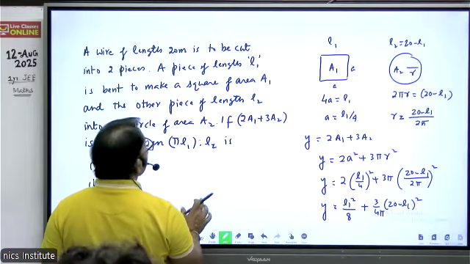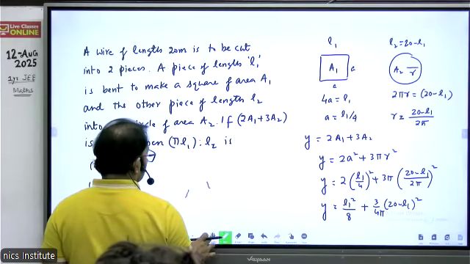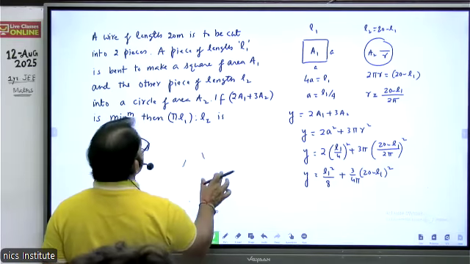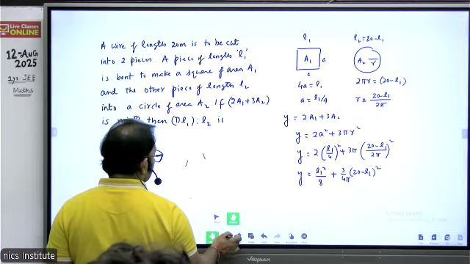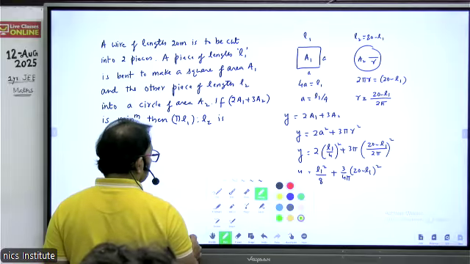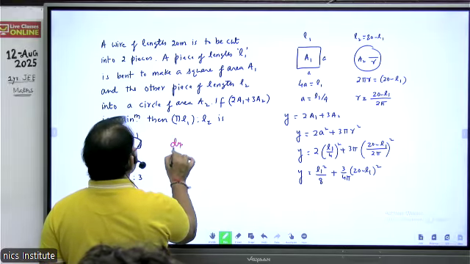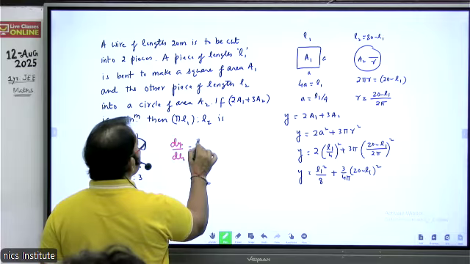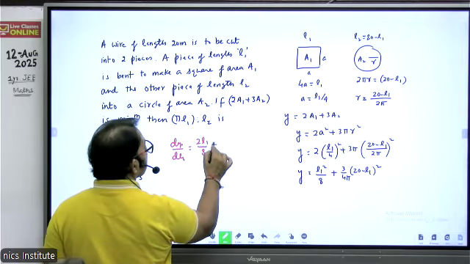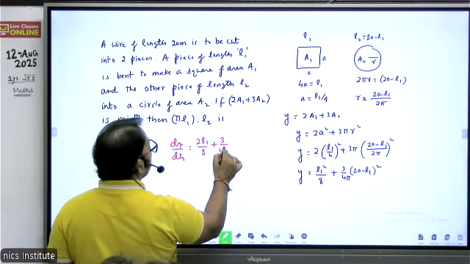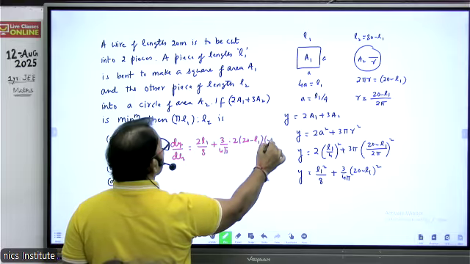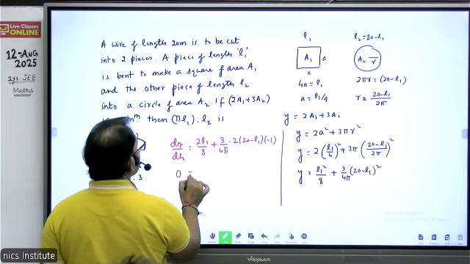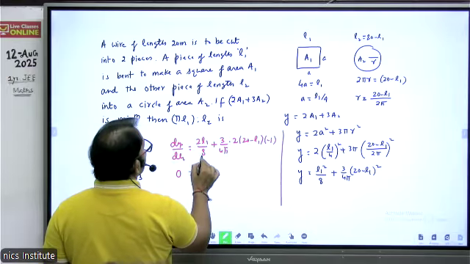This is also a recent JEE question. So dy by dl1 will be 2l1 by 8, 3 by 4 pi, 2, 20 minus l1 into minus 1. This has to be 0. So this would be L1 by 16 pi.